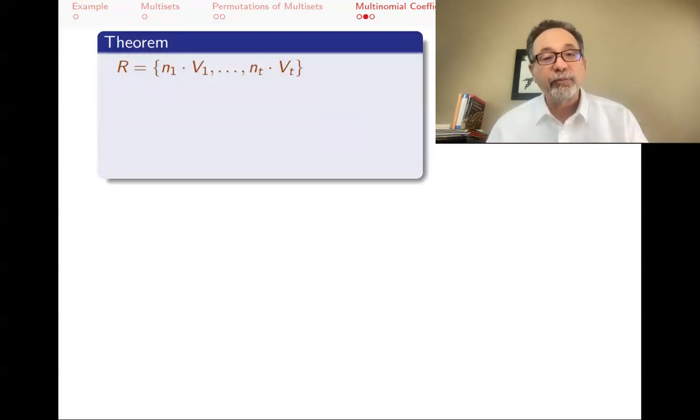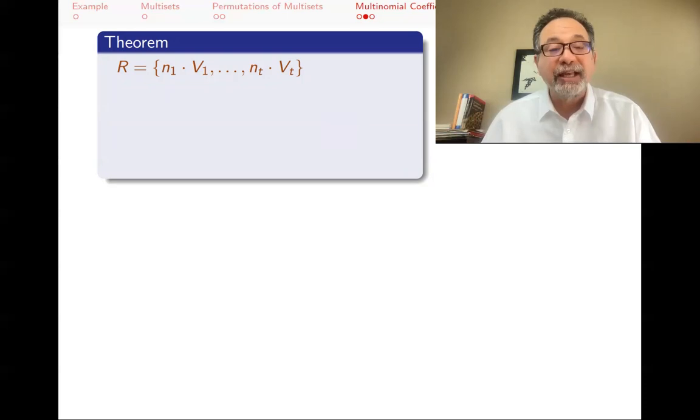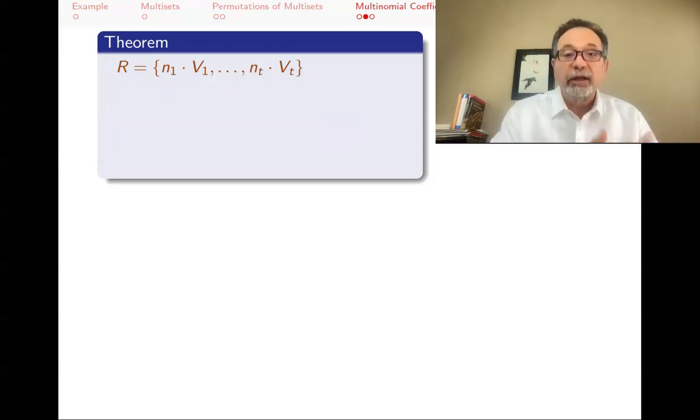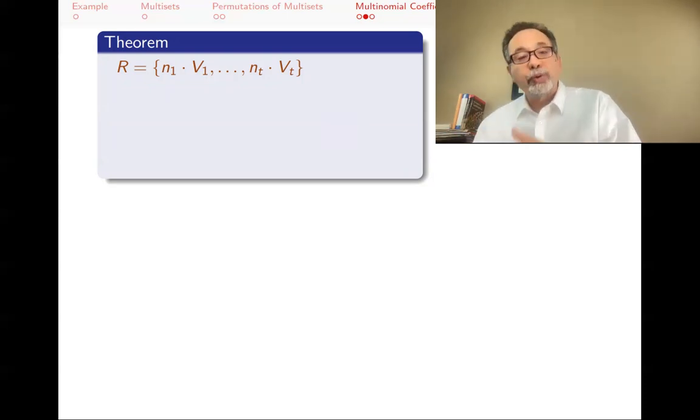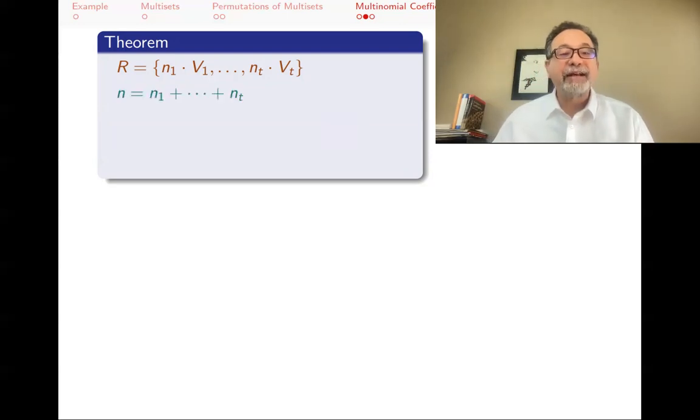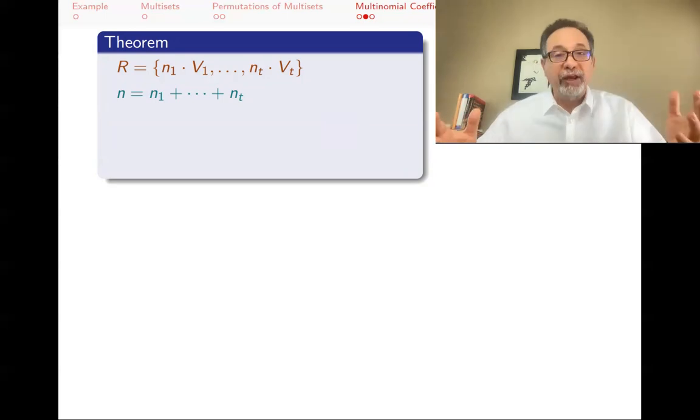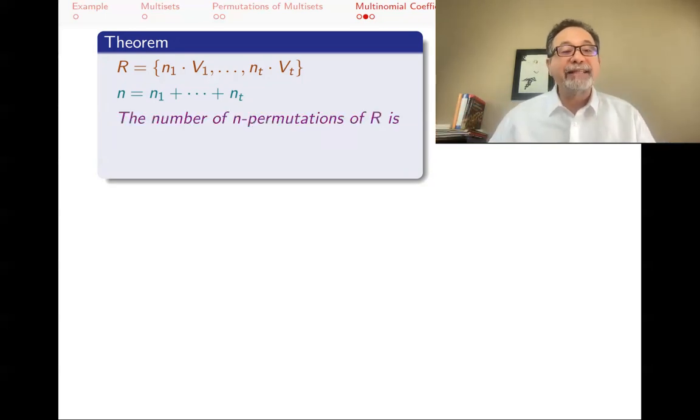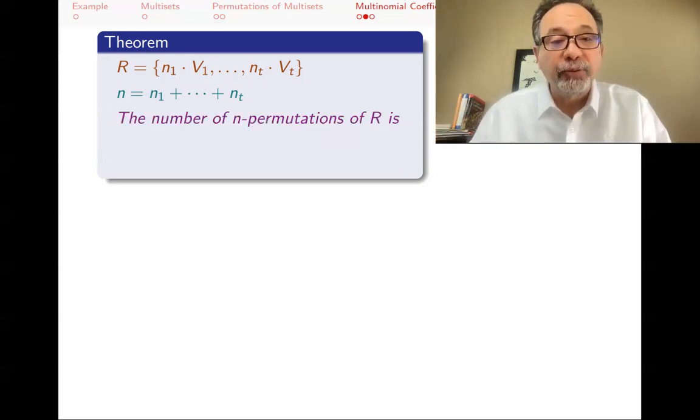Let's say that we have a multiset that has n1 v1s, n2 v2s, and nt vts. So t types of elements, and their repetition numbers are n1, n2, n3, all the way till nt. And n is the sum of those. So that's the total number of elements you have there, clones or not. And you want to find the n-permutations of it.